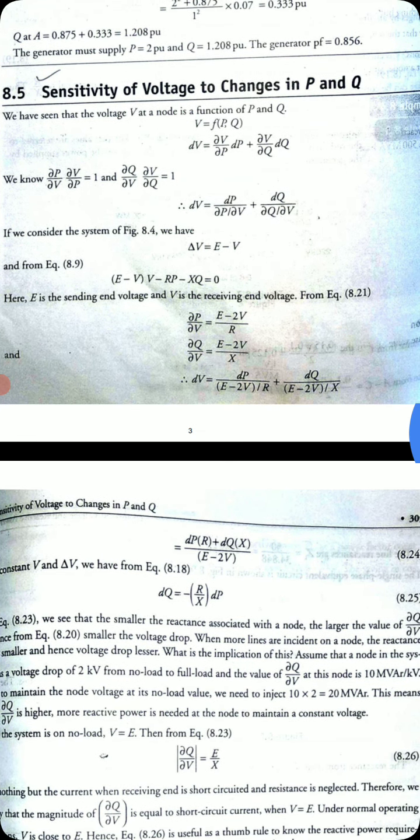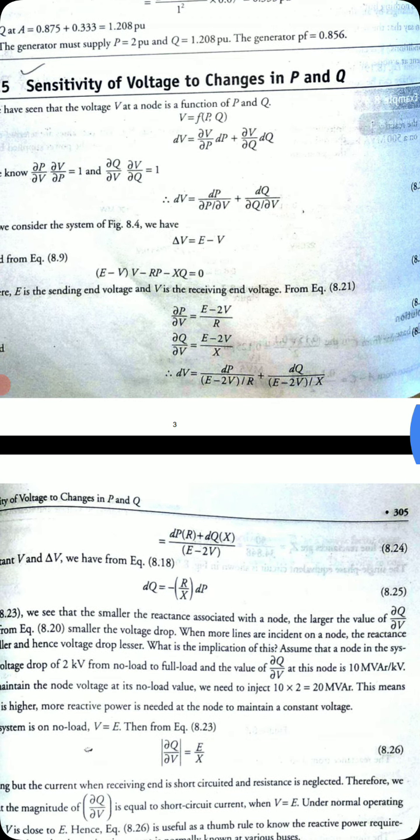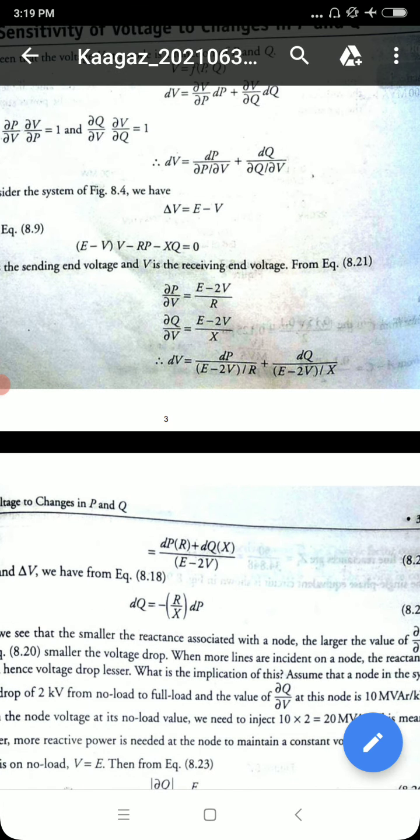From the above equation we can write that ∂P/∂V is equal to (E minus 2V) by R, and ∂Q/∂V is equal to (E minus 2V) by X. Putting these two into the above equation, we can write dV is equal to dP by (E minus 2V) times 1 by R plus dQ by (E minus 2V) by X. We will consider this as the equation for dV.